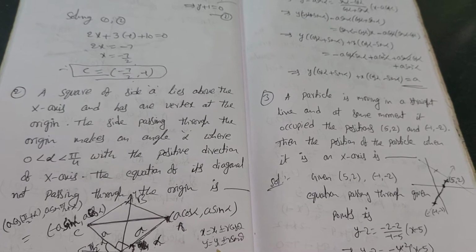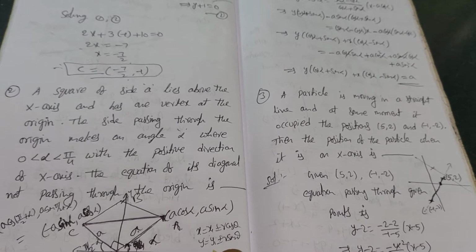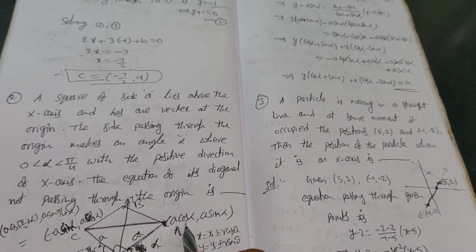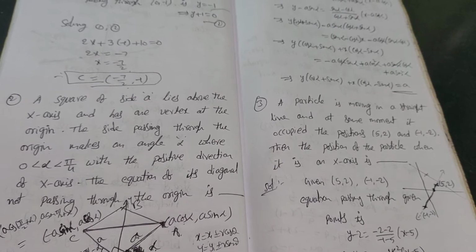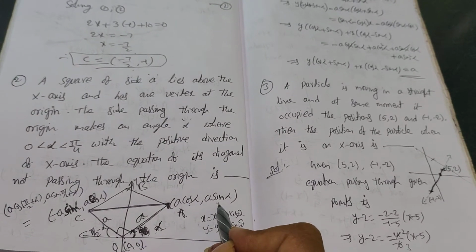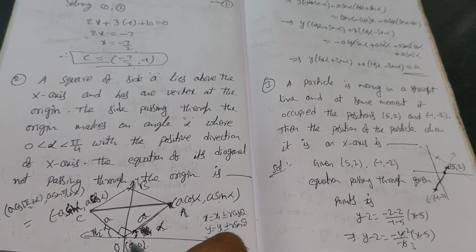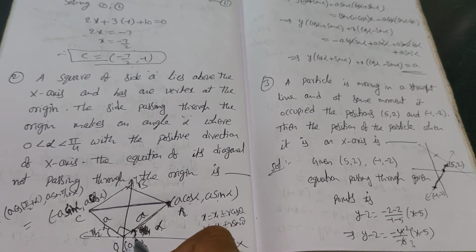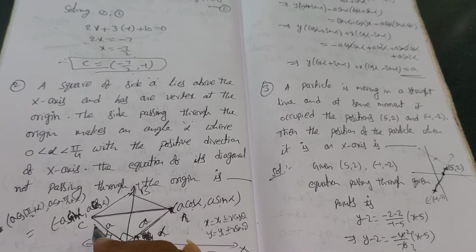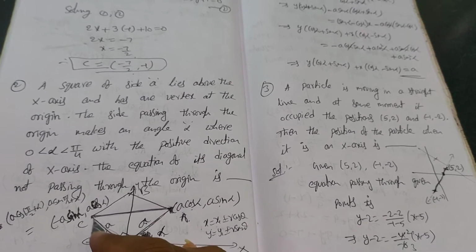So x1, y1 is 0 comma 0. So 0 plus, here r means a, so 0 plus a cos alpha, comma 0 plus a sin alpha. So 0 plus a cos alpha means a cos alpha, and 0 plus a sin alpha means a sin alpha, because the inclination is alpha. So now what about this inclination?